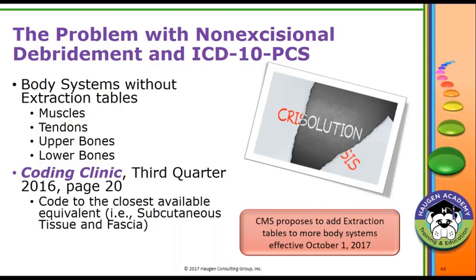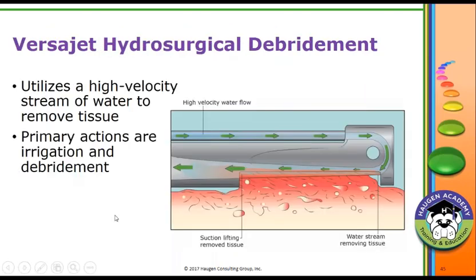Now there is a proposal, and actually the codes are out for October 1st of 2017, and I believe they have added extraction tables to these 4 body systems that are listed here, and that will solve the problem for all of us, so then we won't have to worry about it.